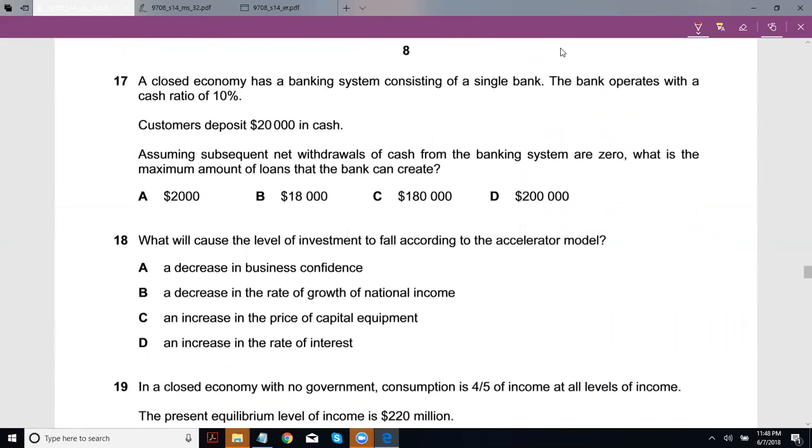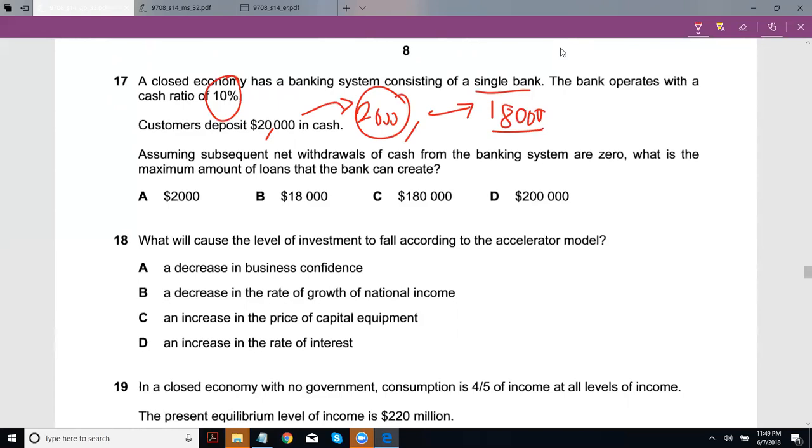17. A closed economy has a banking system consisting of a single bank. Okay, nice. The bank operates with a cash ratio of 10%. Customers deposit 20,000 in cash. Assuming subsequent net withdrawals of cash from the banking system are zero, so no one else withdrew anything or deposited anything, what is the maximum amount of loans that the bank can create? Since it's a cash ratio of 10%, the bank will keep 10% of this in cash. That will be 2,000 in cash, and it can loan out the rest, which is 18,000.